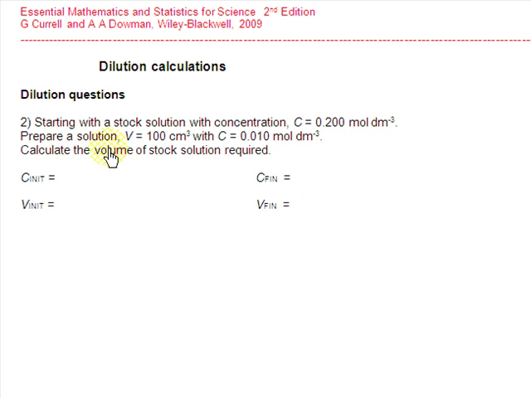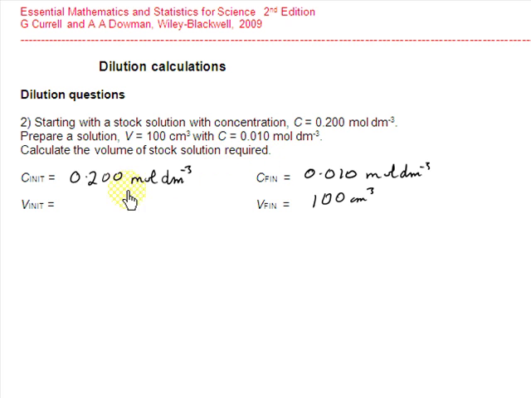In the next question, we're told that we have a stock solution with a concentration of 0.2 moles per decimeter cubed, so that is our C initial. And we're told that we want to prepare a solution with a final volume of 100 centimeters cubed, so this is the final volume, 100 centimeters cubed, and that the final volume should have a concentration of 0.010, again moles per decimeter cubed, and that we have to calculate the volume of stock solution. Well, this is the initial volume, V initial.